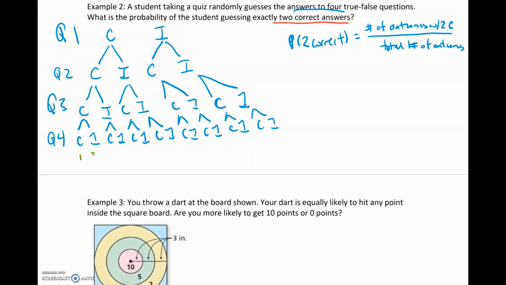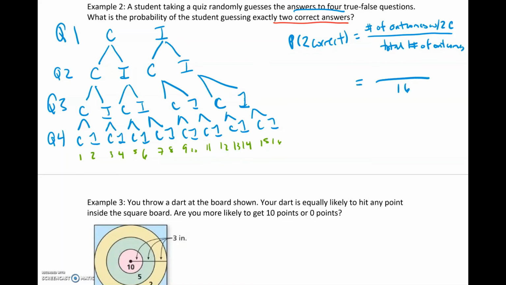So we have 1, 2, 3, 4, 5, 6, 7, 8, 9, 10, 11, 12, 13, 14, 15, and 16, right? Because each of these paths ends here at a C and an I, C and I at question 4. So we have a total of 16 outcomes. So that means my probability is going to have a denominator of 16.